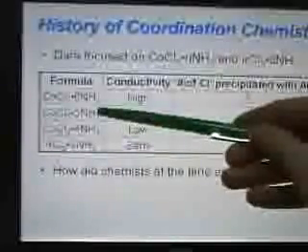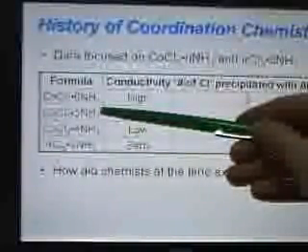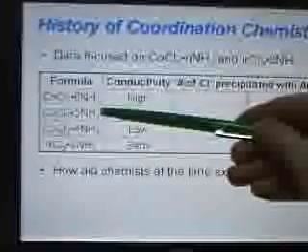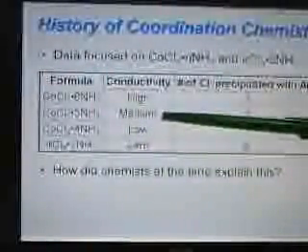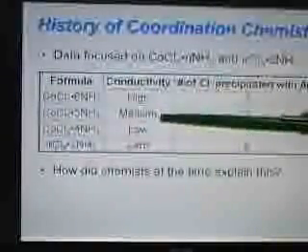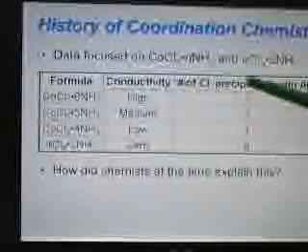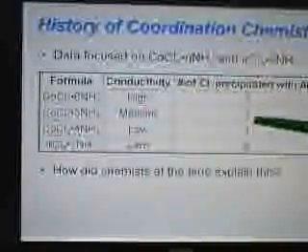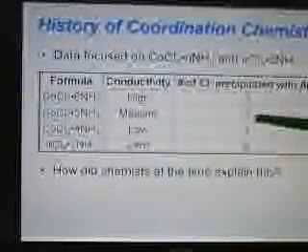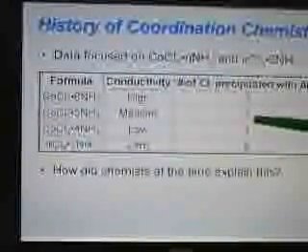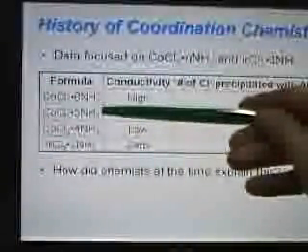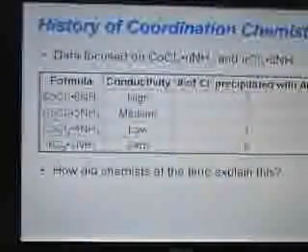When a compound with the formula CoCl3·5NH3 was made into a solution, it had moderate conductivity. The conductivity wasn't as high as in the first case, and 2 moles of AgCl precipitated for every 1 mole of CoCl3·5NH3 used.